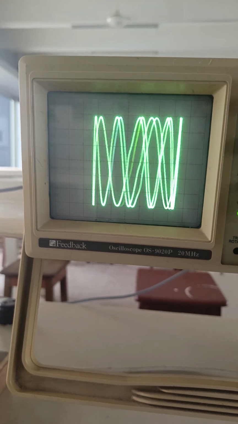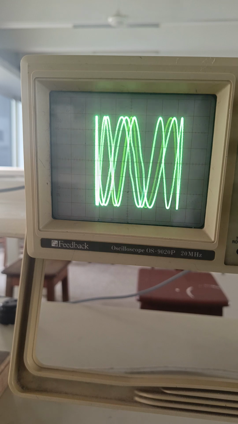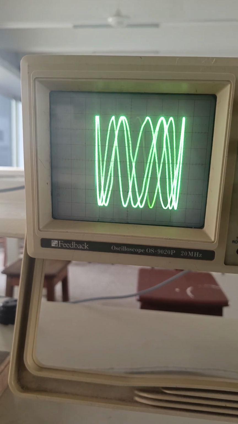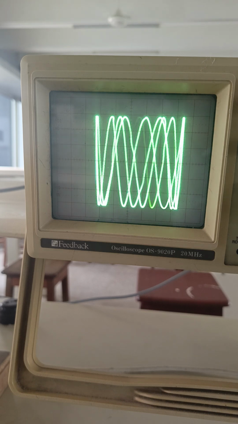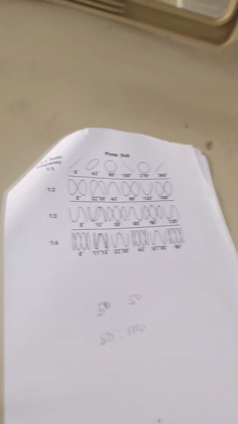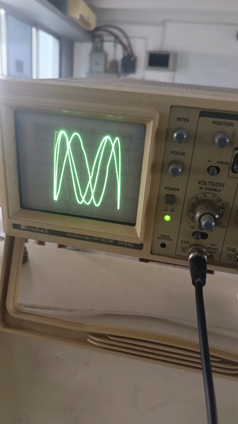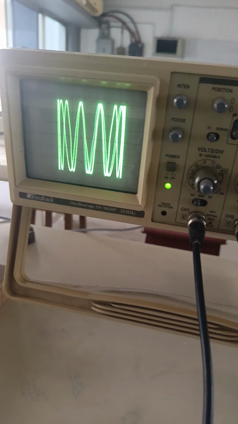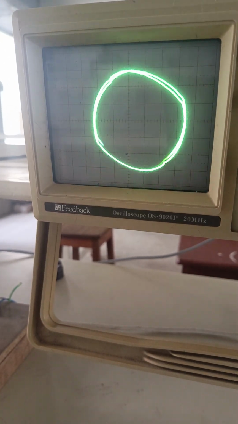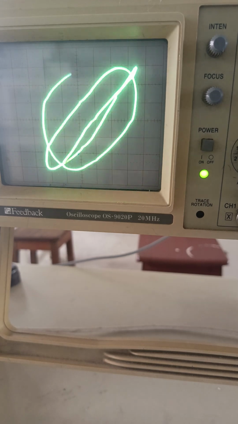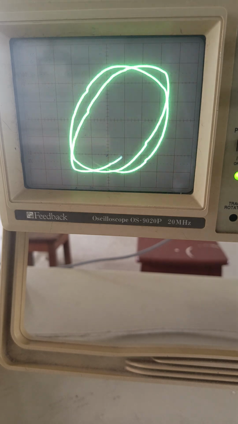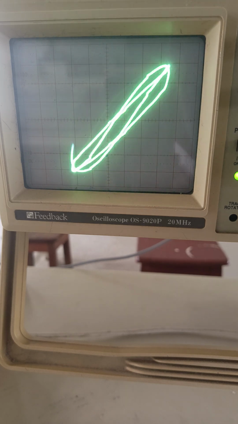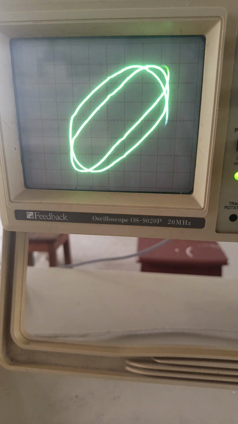For further questions, you can leave your comment in the comment section and I'll attend to you. There's a part 2 of the video. You can check it out for how we can calculate the phase difference. Okay, we'll see how we can calculate the phase difference using this diagram.